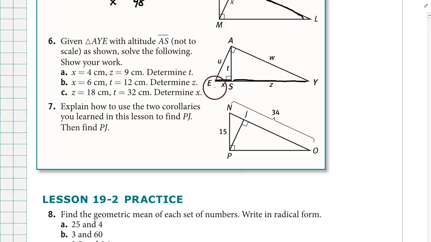Okay, X is 4, so we can label that. Z is 9, we can label that. We're asked to determine T, the altitude. Which corollary do you use? Okay, I hope you chose the first corollary. I'm going to pause the video for you to create your proportion and solve for T.